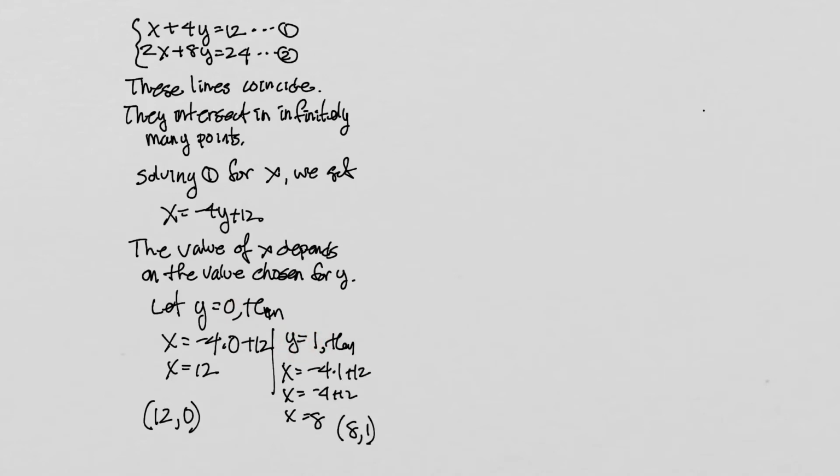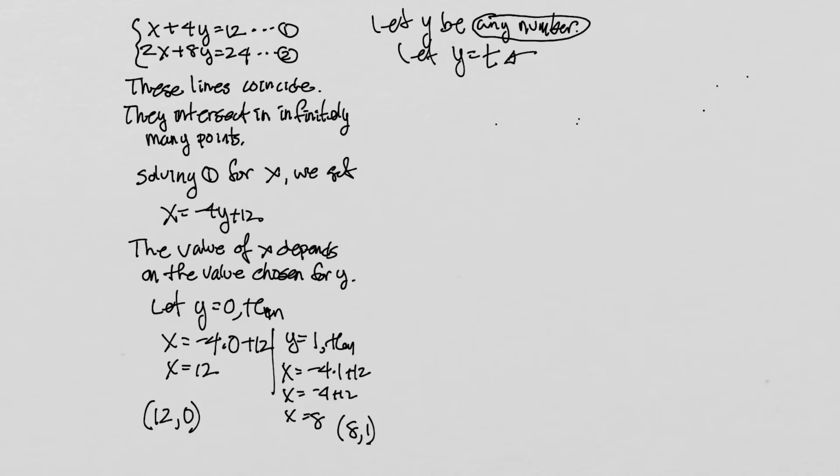So what we could do is let y be any number. To denote that, instead of writing any number, which is a little awkward, let's just assign a variable to it. Let y equal t. This letter t is pretty common. This is called a parameter, and that t just represents any number at all.